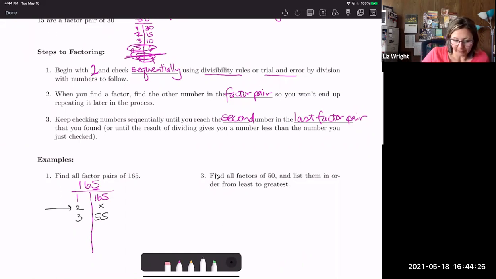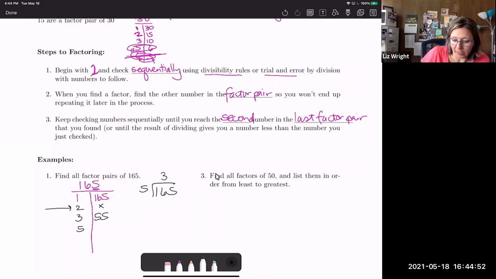So let's check 5. It does end in a 5, so we definitely know that it's going to be divisible by 5. You can do this one in your head if you want to. You can do it in a calculator, but 16 is divisible by 5 3 times. This will be easier if I just do it. I can show you what I'm talking about.